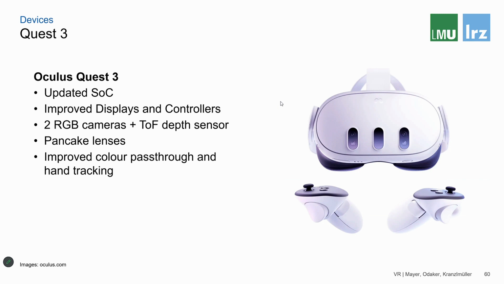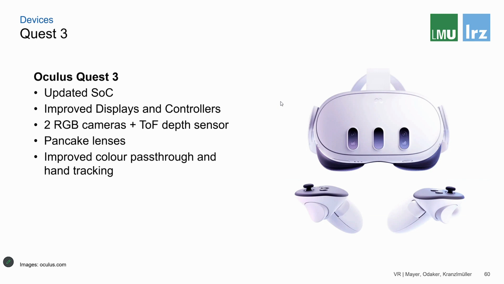You can do stuff like view Windows YouTube videos in front of you, and you can grab it with your fingers and walk out of the room with it and take it outside on the balcony and watch it there, stuff like that. So that's really a lot of added value to this device. It also has pancake lenses, which means it's a lot more compact than the Quest 2, and yeah, color passthrough and hand tracking is a lot improved compared to the last models.